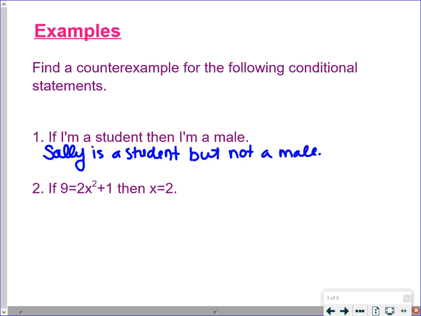And then the second one, we'll throw a little math in here now. If 9 equals 2 times x squared plus 1, then x equals 2. Well, one thing we know about squaring a number is if we take a positive times a positive, it gives us a positive. But also, if we take a negative times a negative, it gives us a positive. So I know that x can also be negative 2. And I'm going to just prove real quick that that's actually true. So I'm going to plug negative 2 in for x. So negative 2 squared is still 4. Negative 2 times negative 2 is positive 4.